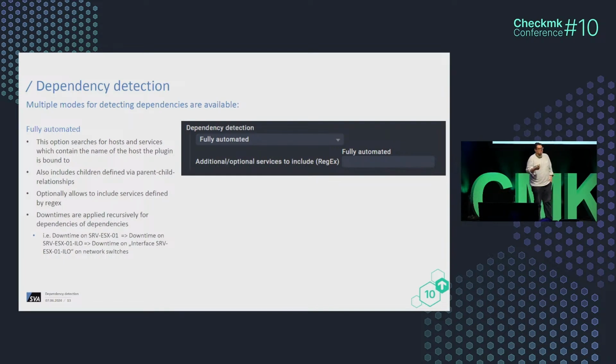So if you configure the plugin on all your hosts, then when you set a downtime on a host called ESXi1, then the plugin running on ESXi1 will set a downtime on ESXi1-ILO, for example. And the plugin running on ESXi1-ILO will then set further downtimes, for example, on network interface called ESXi1-ILO.